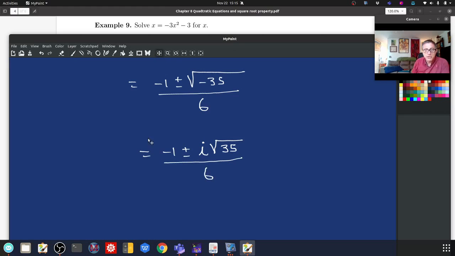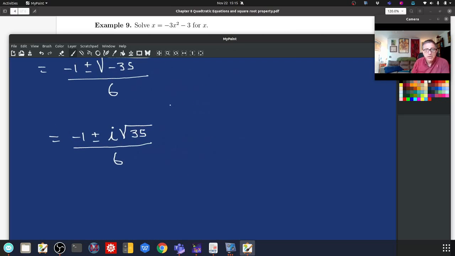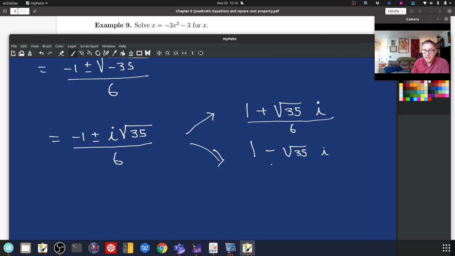So that gives us two answers. x is equal to minus 1 plus, I prefer the square root of 35 times i. Just make sure your i is not underneath the radical. Or x is equal to minus 1 minus, oh, that's all divided by 6. Sorry, we can't forget that. That's minus 1 minus the square root of 35 times i, divided by 6. And there's nothing else you can do.